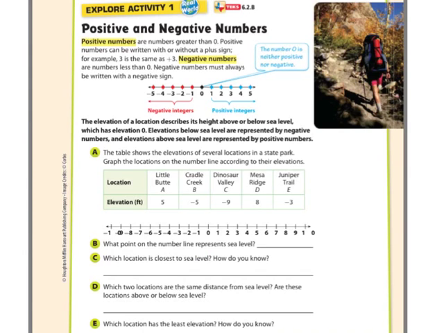Alright, hey guys, it's Bridgett, and we're going to be talking about positive and negative numbers, aka integers. So positive numbers can be written greater than 0. Positive numbers can be written with or without a plus sign. For example, 3 is the same as plus 3. Negative numbers can be written less than 0. Negative numbers must always be written with a negative sign.